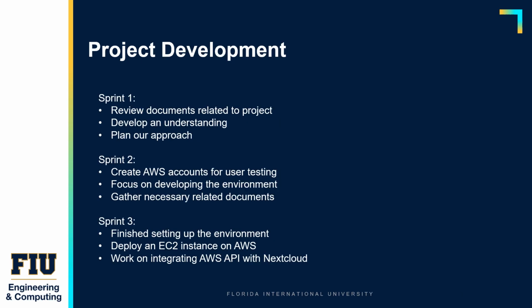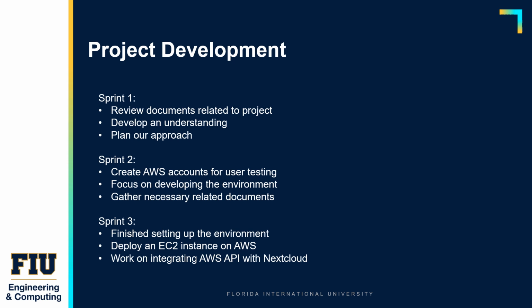Now a brief summary of the project development. Our work was split into 7 different sprint cycles. For sprint 1, we reviewed the documents related to the project. We wanted to develop an understanding of the project since we didn't know much about it going into it, and we had to plan our approach going forward.